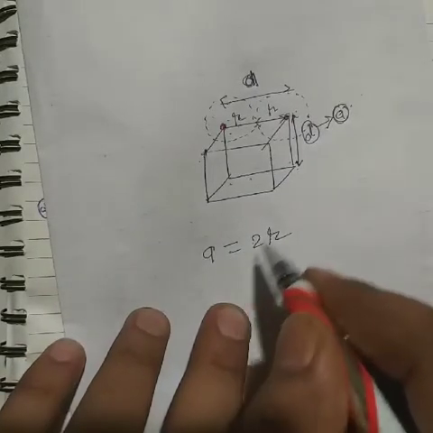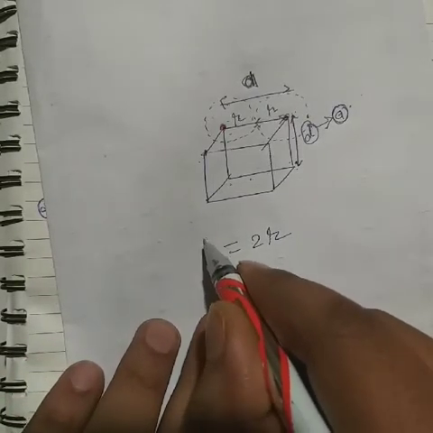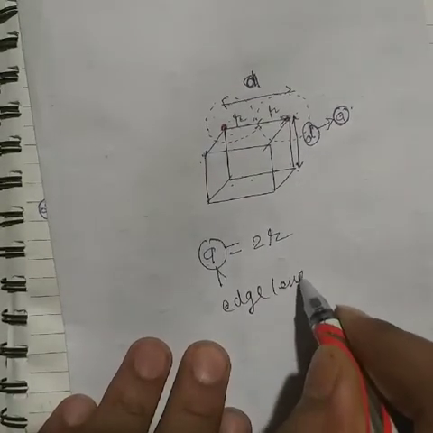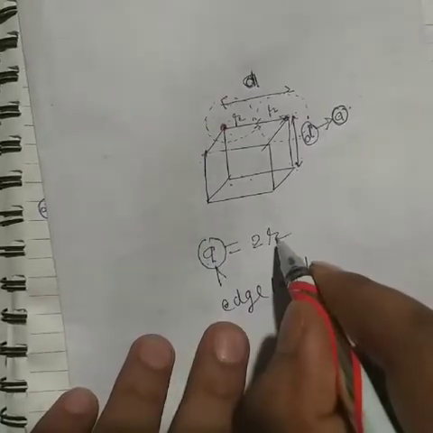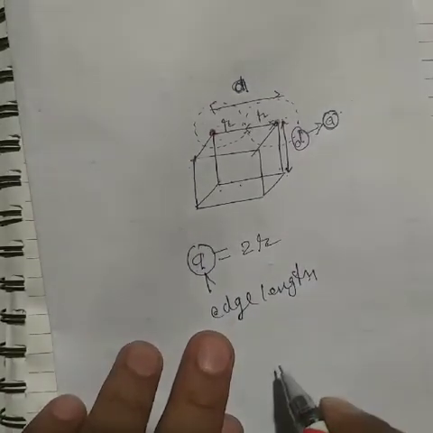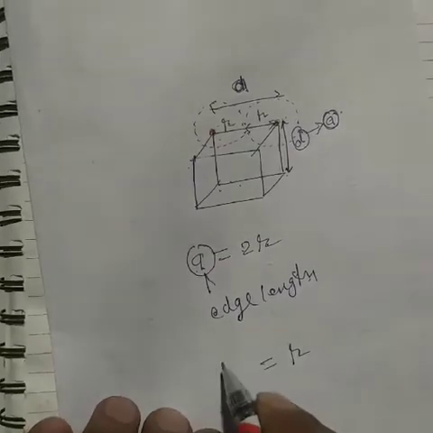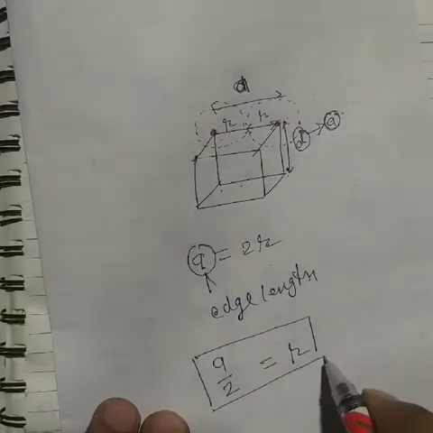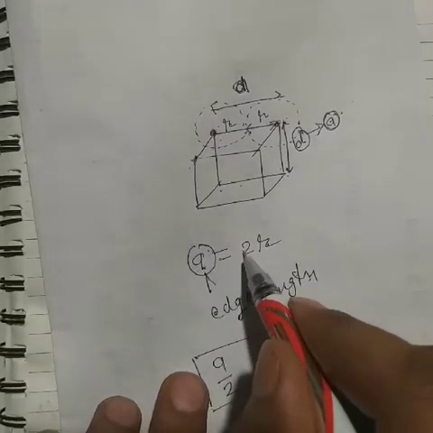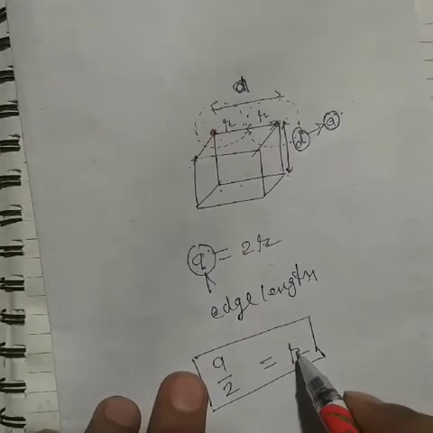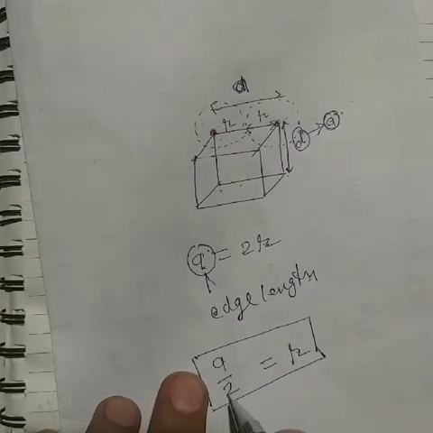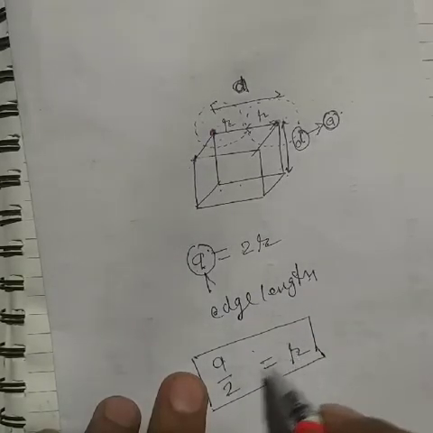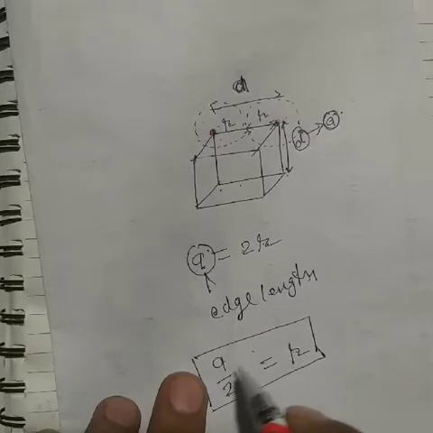Now this is very important. The edge length a is 2r, and similarly r equals a by 2. Now here is the complete information: edge length is 2r, and radius equals a by 2. Here is the relation between radius of atom and edge length.